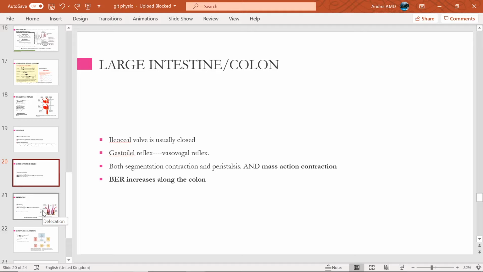And its main job is to absorb water. 90% of the water is absorbed in the colon. And like we said, we covered segmentation and peristalsis. But other than these two, it has this mass action contraction, which is colon specific. What I imagine is like a massive peristalsis that happens only in the colon. Yeah, after you drink coffee, I think this is what is happening.